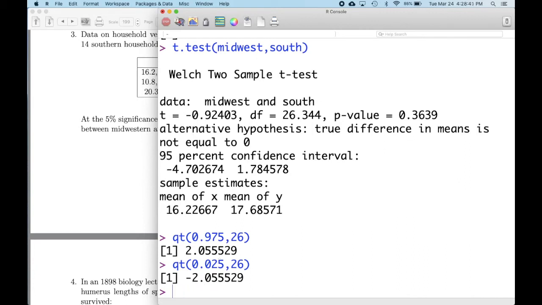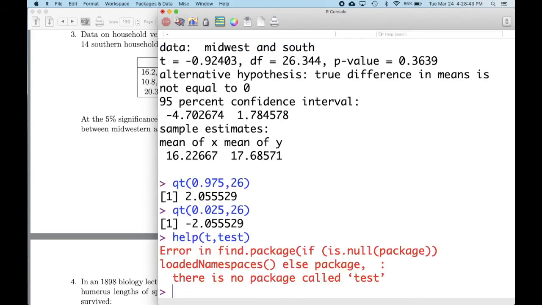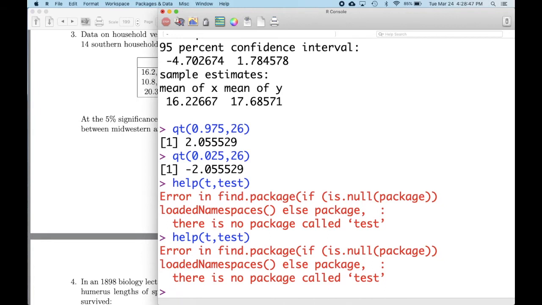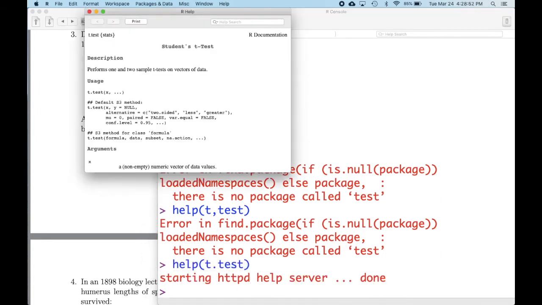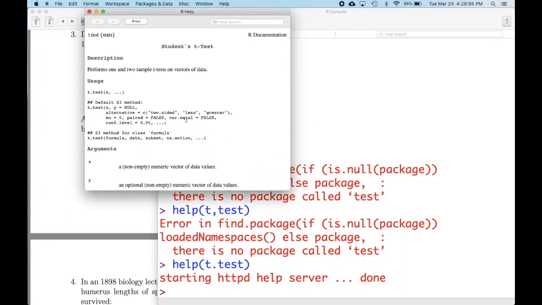Let me actually show you the documentation here. If you do help and then t.test, not t comma test, help t.test, it's going to open up this documentation. It gives you all of the different values that you'd need. This confidence level is going to change depending on what your significance level is.